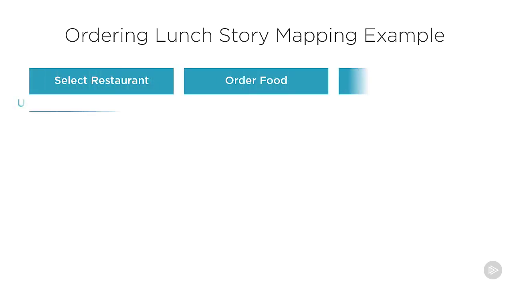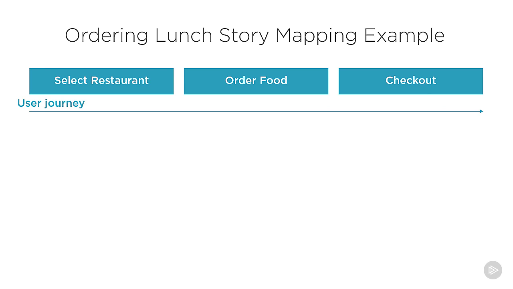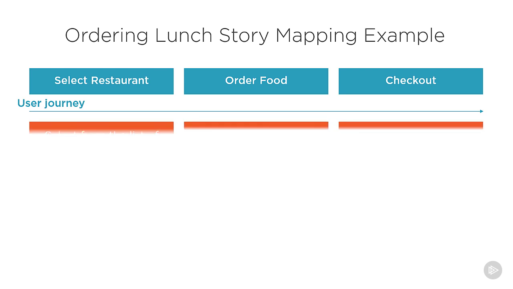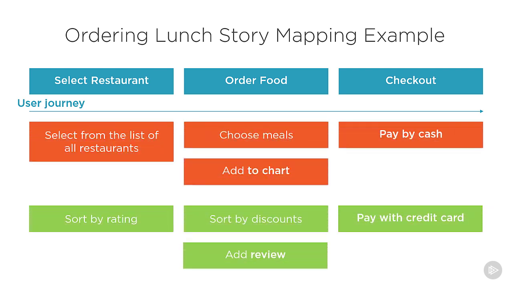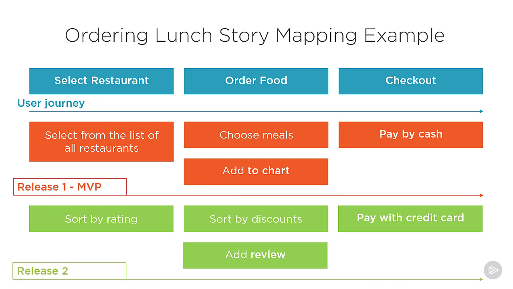As you can see at the top, we have listed themes or user activities that are displayed as a user journey. Below each of the themes, we have user stories. The user stories are ordered by priority, so the more important ones are placed at the top. This allows us to draw the lines and determine which stories will fall in which release.